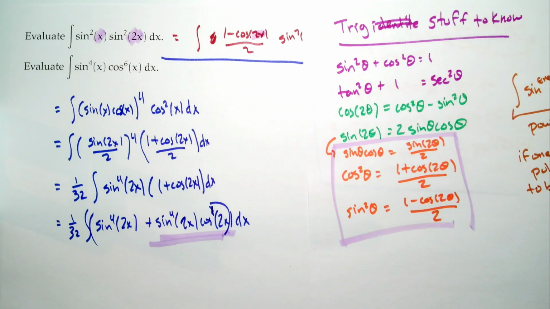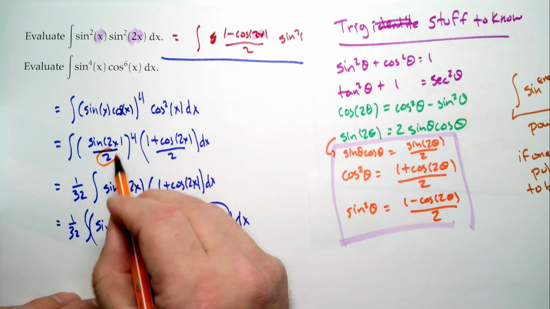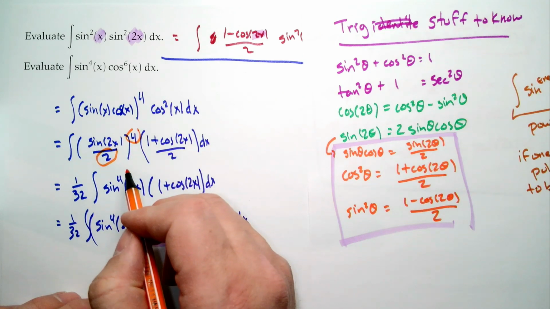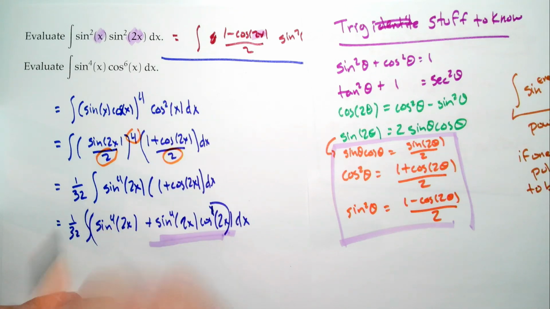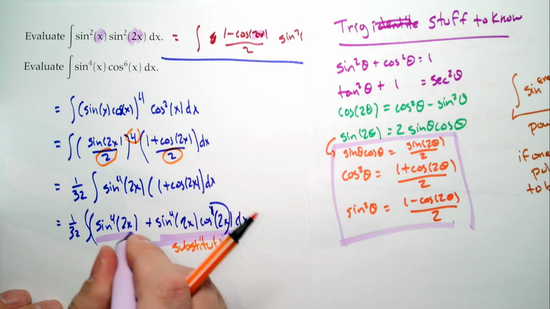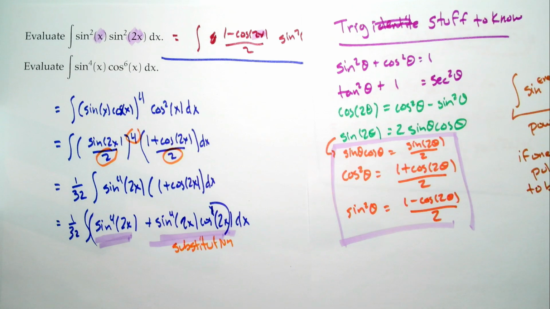Where did the 1 over 32 come from? 2 to the 4th is 16, and then there's another 2. So that's 32. So that's where that came from. So the second term, again, once one of them is odd, you're set up. Substitution, life is good, and you stop. This one, sine to the 4th 2x, what happens from there?